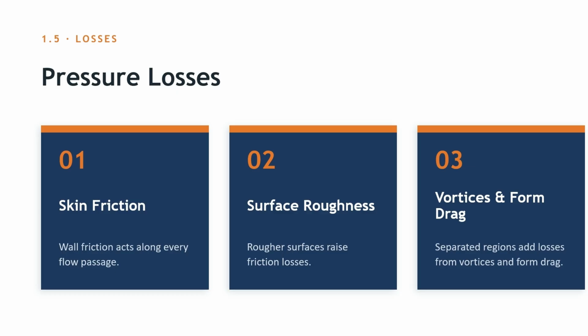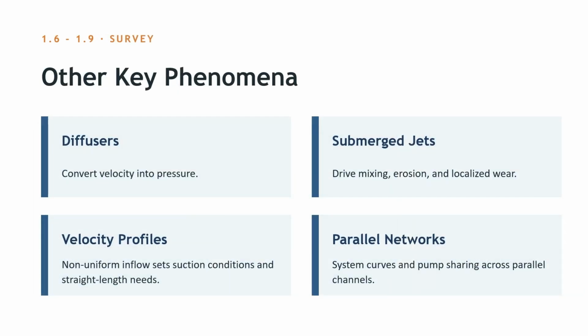Diffusers, jets, profiles, networks. Finally, the chapter touches several specific geometries and phenomena: diffusers that convert velocity into pressure, core elements in many pump designs; submerged jets, which appear in mixing, leakage flows, and erosion-prone regions; non-uniform velocity profiles, especially important on the suction side of pumps; flow distribution in parallel channels and piping networks, which underpin system curves and parallel pump operation. These might look like separate topics, but in the real plant, they all interact with the pump.